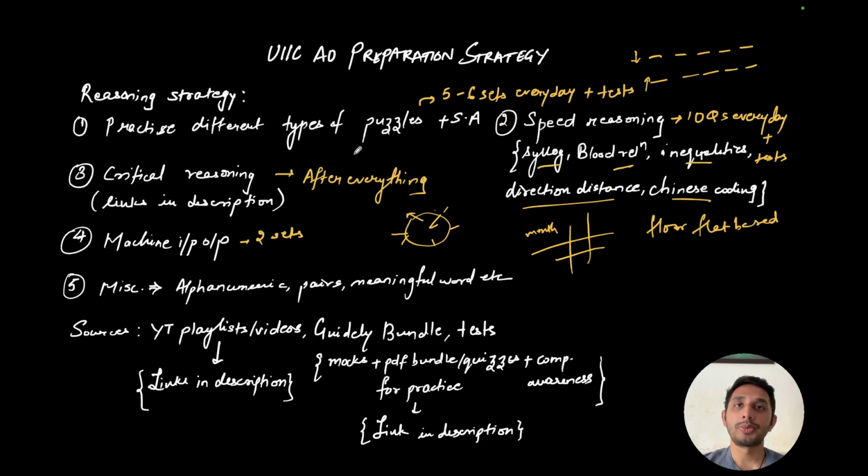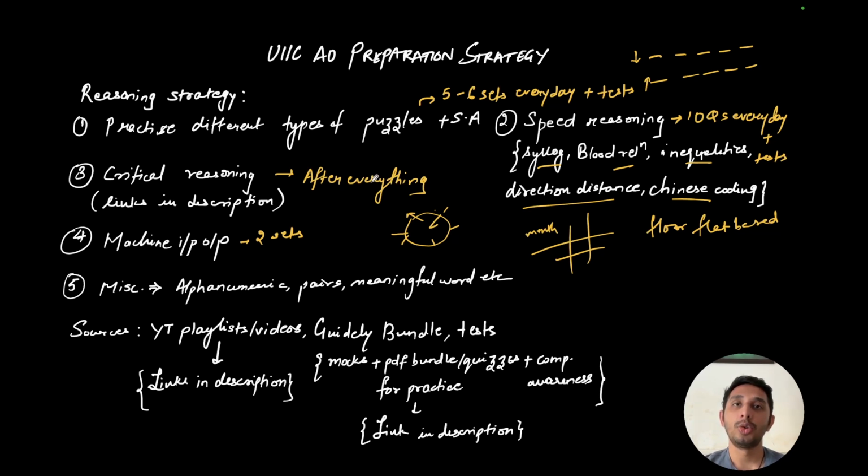So these are the different types of puzzles that you need to practice, and sitting arrangements you need to practice. You'll get it. The sources I've discussed already. All right. So speed reasoning, 10 questions every day. You should at least solve at least 10 questions. All right. So logs, blood relation, inequalities, direction, distance, Chinese coding, decoding, these types of questions, alpha, numeric sorts of question. All right. And give quizzes or tests so that you keep on improving in those. And if you make mistakes, just note them down where you are making the mistakes.